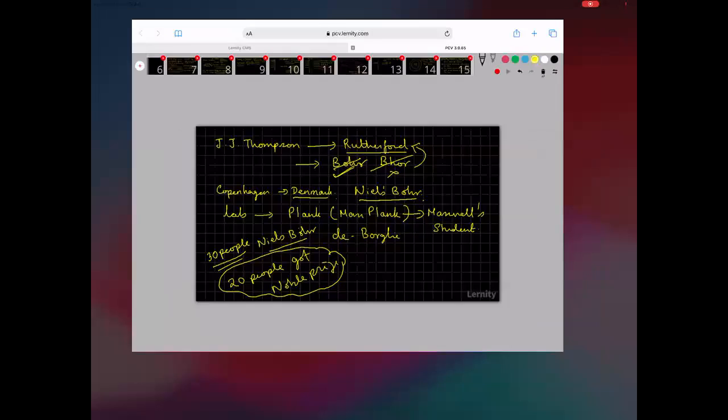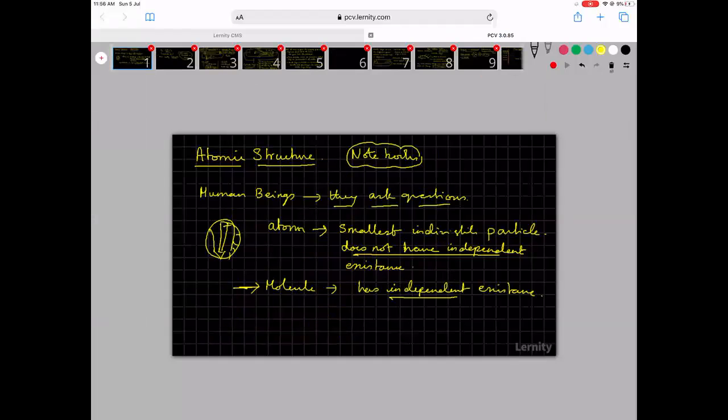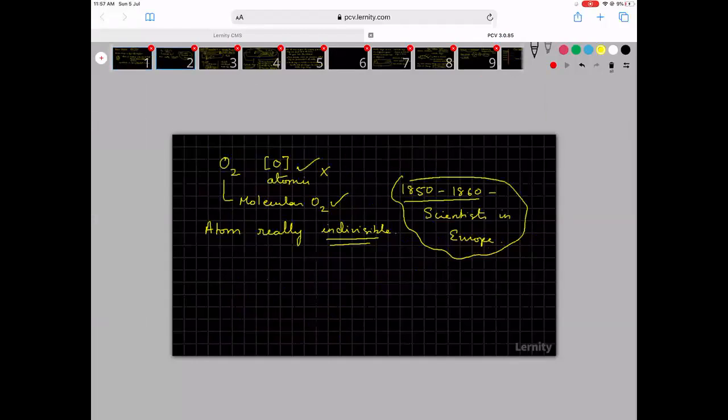Here are the different slides which I have. This is the first slide, where I was trying to explain that human beings ask questions, animals don't, and it is our ability to ask questions which enables us to develop. We should know the difference between an atom and a molecule. A molecule has independent existence, but an atom doesn't have independent existence. So atoms are indivisible.